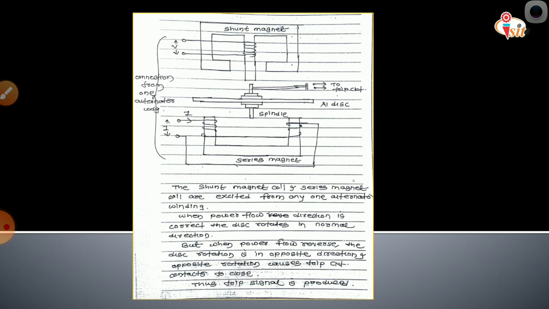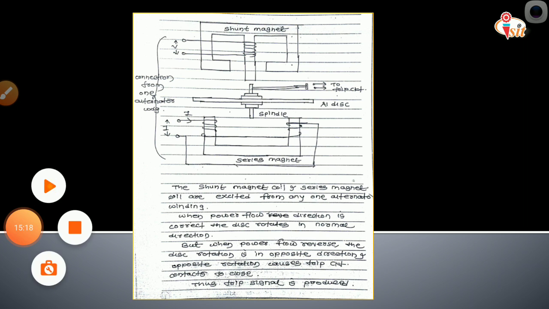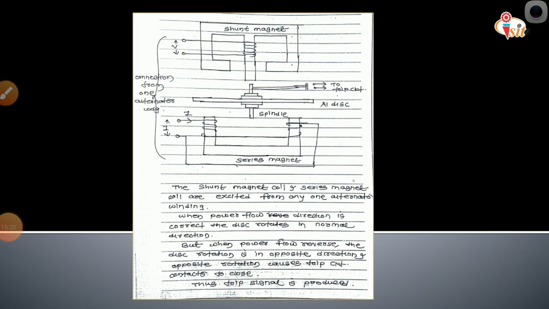So the shunt magnet coil and the series magnet coil are excited from any one alternator winding, and when power flow direction is correct, the disc rotates in the normal direction. But when the power flow reverses, the disc rotation is in opposite direction, and the opposite direction causes the trip circuit contacts to close, so the trip signal is produced. So सिम्पल कन्स्ट्रक्शन आणि वर्किंग असेल रिव्हर्स पॉवर फ्लोचं.